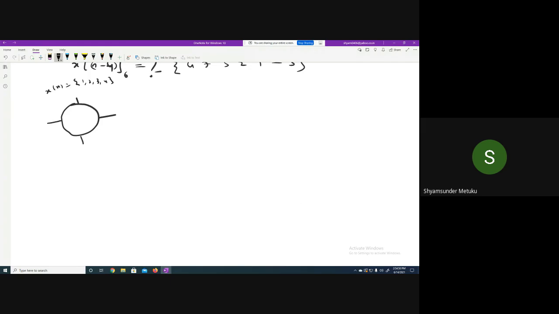This will be 270 degree, isn't it? So 0 degree is generally considered as x of 0 point. Then anti-clockwise, you should write the samples. This is x of 1, this is x of 2, this is x of 3. Is it clear? So I should write this is 1, this is 2, this is 3, this is 4.